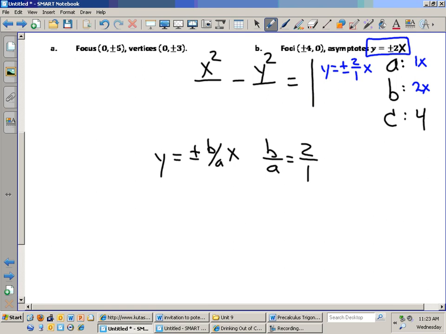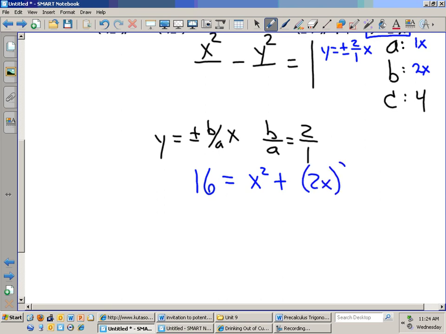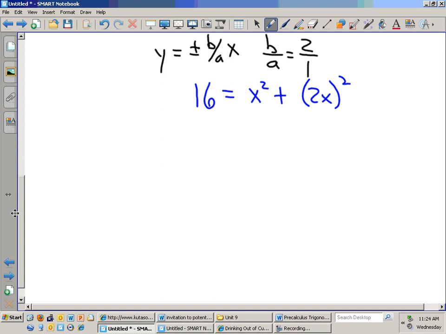So I have to solve for x now. I'm going to use my Pythagorean theorem to say c squared, which is 16, equals a squared plus b squared. I will set up that equation and I will solve for x. Once I solve for x, I know what a is. Then I double it to figure out what b is.